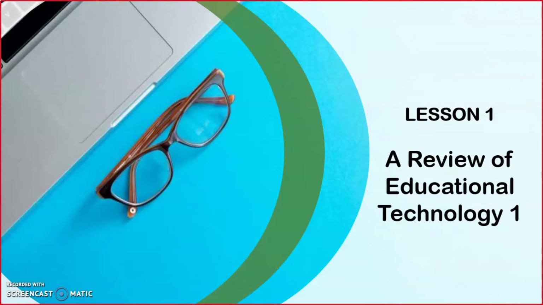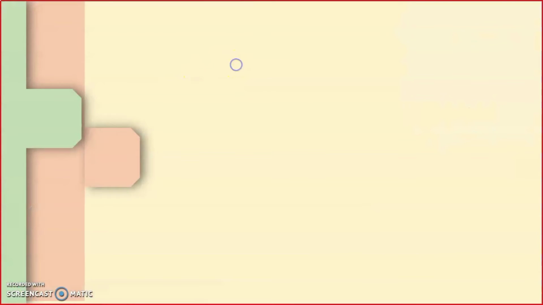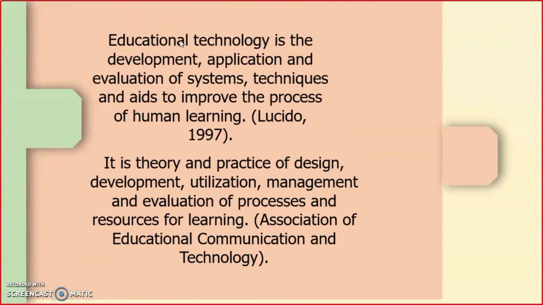Lesson 1, a review of Educational Technology 1. Educational technology is the development, application, and evaluation of systems, techniques, and aids to improve the process of human learning. According to Lucido, 1997, the creation, implementation, and evaluation of educational technology systems, techniques, and aids aim to improve the human learning process.